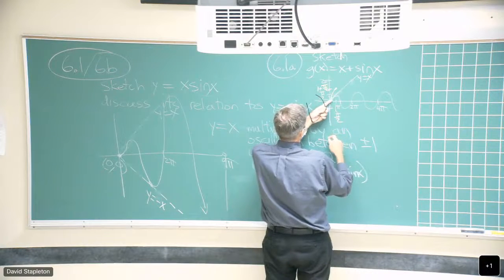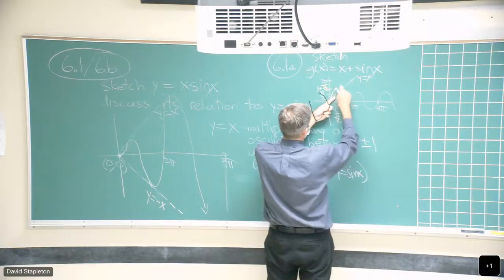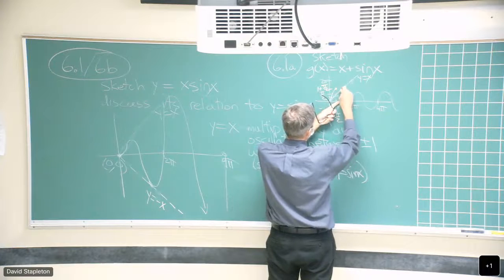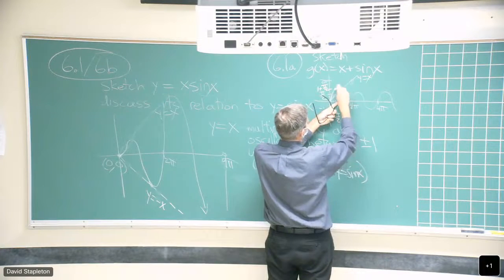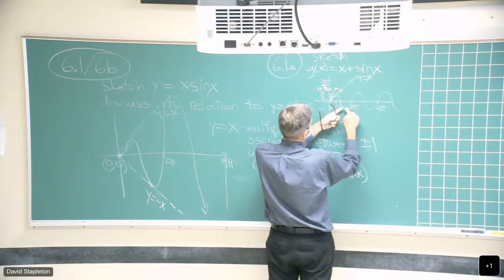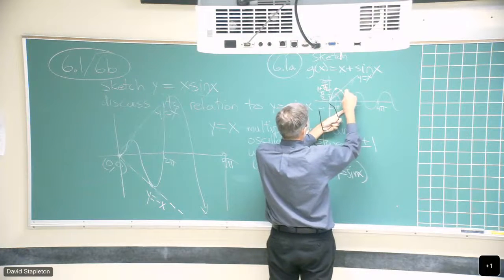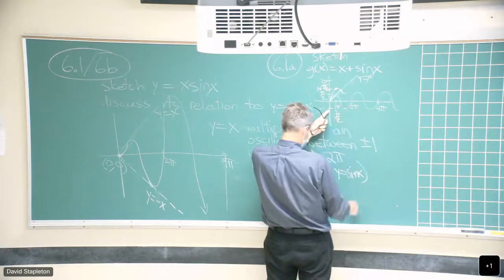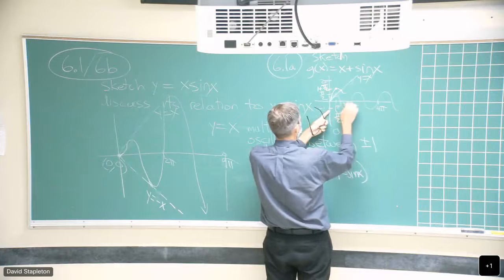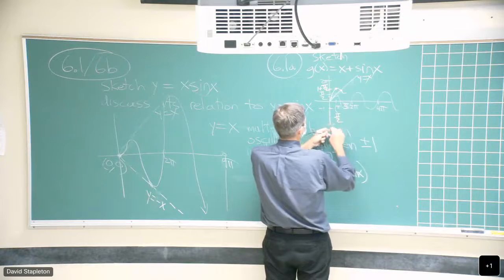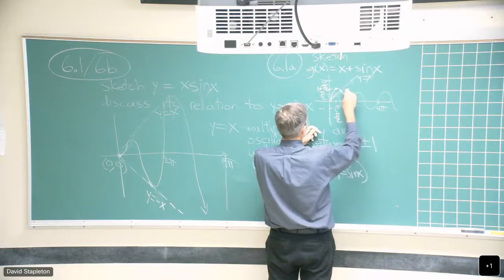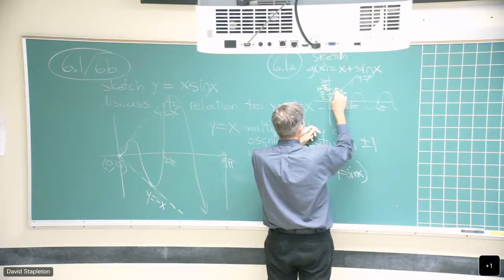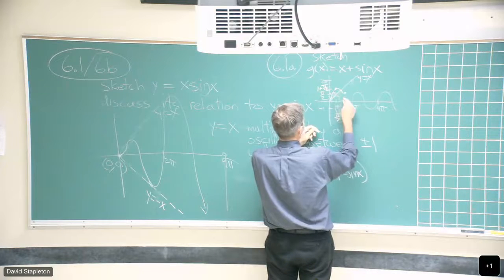And then this one starts going down gradually. And when it's equal to 0, you're going to cross here because you're going to add 0 to the line y equals x. When this gets down to minus 1, you're adding minus 1 to the line y equals x. So this is minus 1 here at what, 3 pi over 2. And so you'll get back down to the bottom point, 3 pi over 2 minus 1.